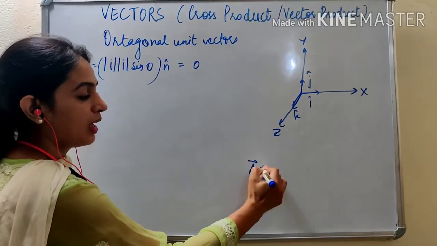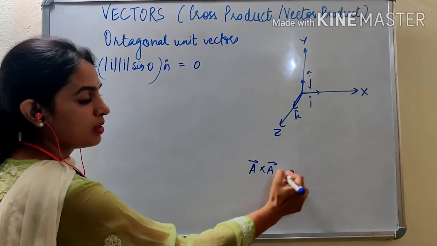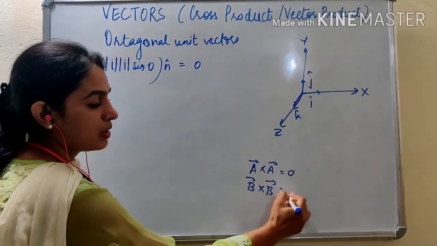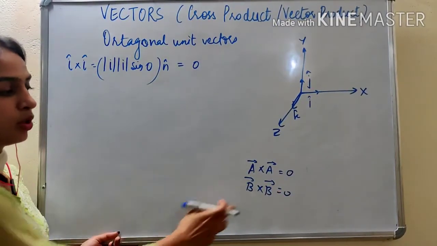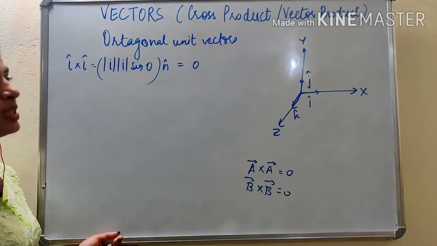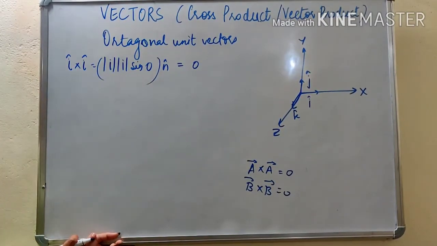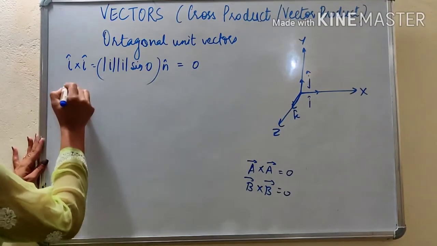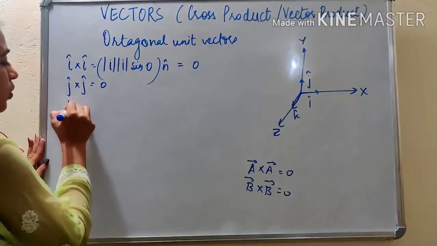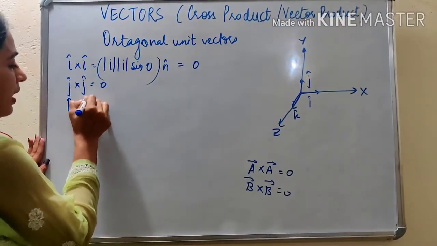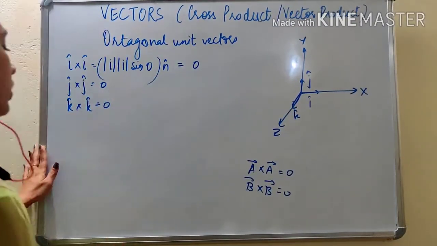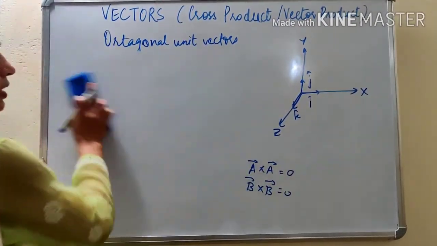That means a cap cross a cap will be 0, b cap cross b cap will be 0. Remember, because the sine of the angle between both of them is 0, and sine 0 is 0. Similarly, j cap cross j cap will be 0, and k cap cross k cap will be 0. Right?